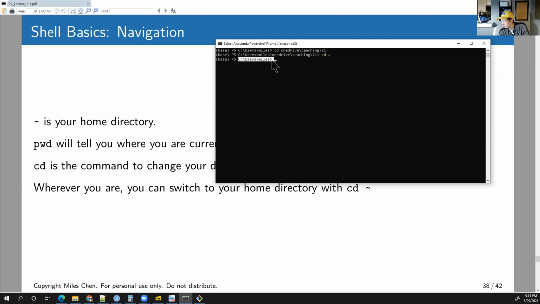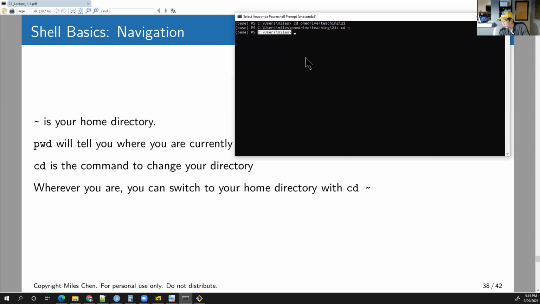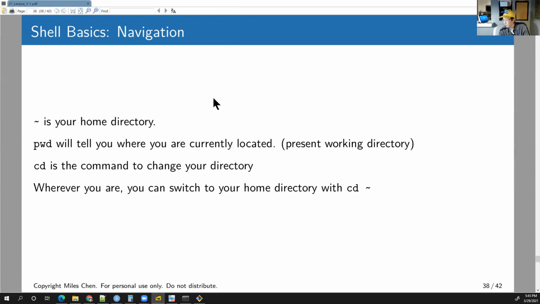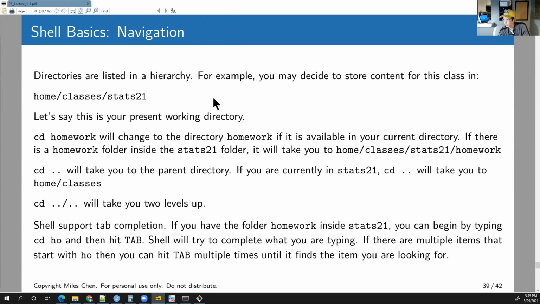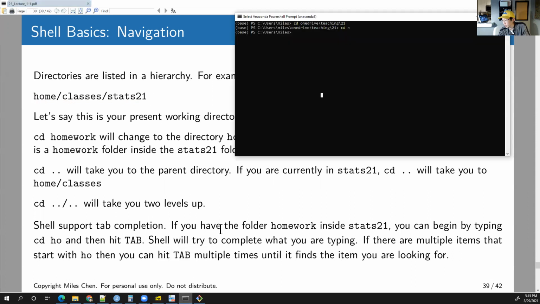Okay, and so here you can see where I'm located by this address. So here, I'm in the C users miles folder. So that's where I'm located. All right. So changing directories is done using cd. Okay. And so depending on how you have things structured, you can navigate.